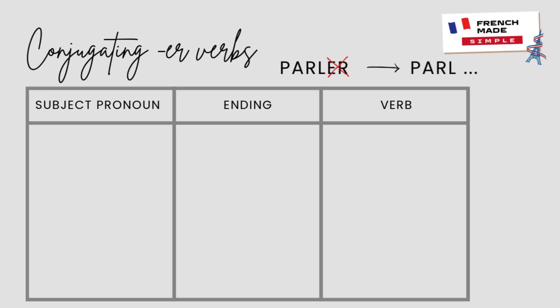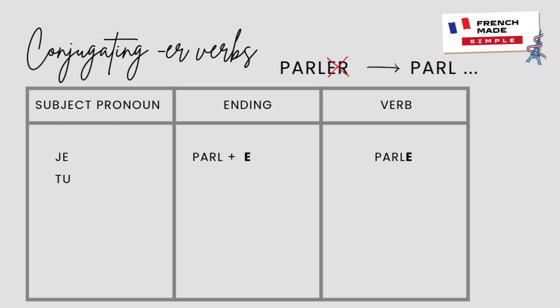First, I'll need to remove ER from parler, which gives me parle. Now I simply need to add the correct ending. For je, the chart tells me the ending is E. Therefore, I will need to add E to parle, which gives me je parle. The same process applies to all subject pronouns. You just need to look at the chart and add the ending corresponding to your subject pronoun.